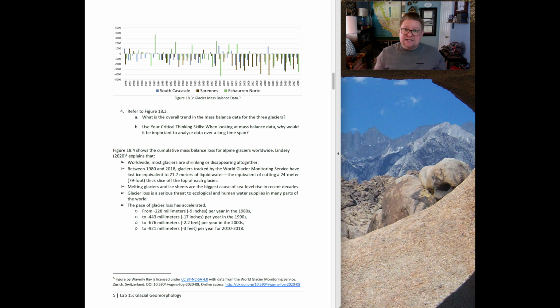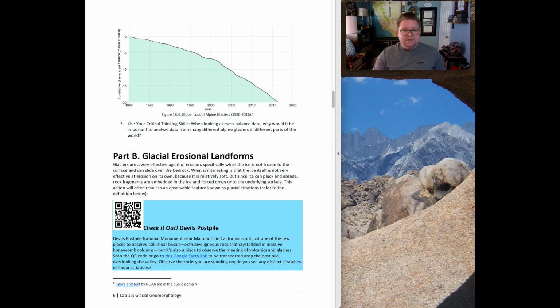Now, the next figure, 18.4, shows the cumulative mass balance loss for alpine glaciers worldwide. And then you're going to be able to take some of that data. As we can see, it's been itemized here for you in the lab. And here we can see the graph. We also can observe that between 1980 and 2015 and beyond, we have seen a progressive decrease in cumulative glacial ice mass. So it's asking you to evaluate this graph and give your overall observation.